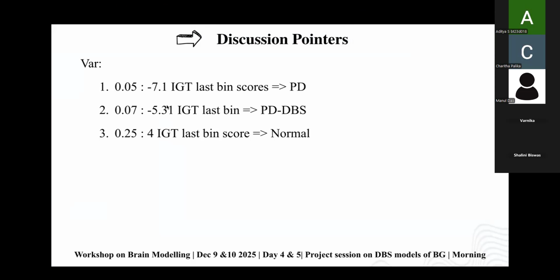Here I'm just giving the values of last bin IGT scores. Under normal condition, the score is positive, which implies they have picked a lot more advantageous cards in comparison with disadvantageous cards. Whereas under PD and PD DBS, the scores aren't really positive, they are still negative. That is, DBS doesn't improve very well. If you run it a couple of times and do statistical analysis, you'll see that both of them are not statistically different. Does that summarize for you?